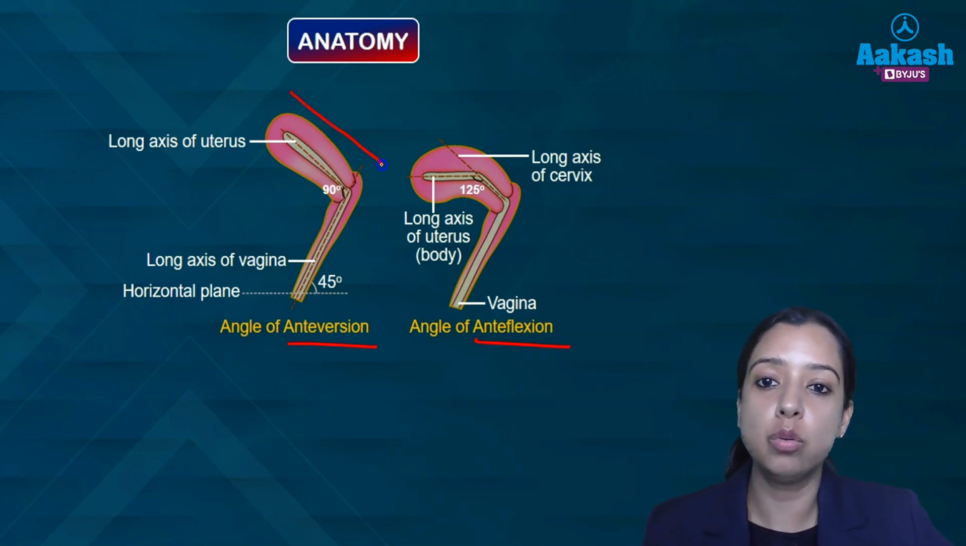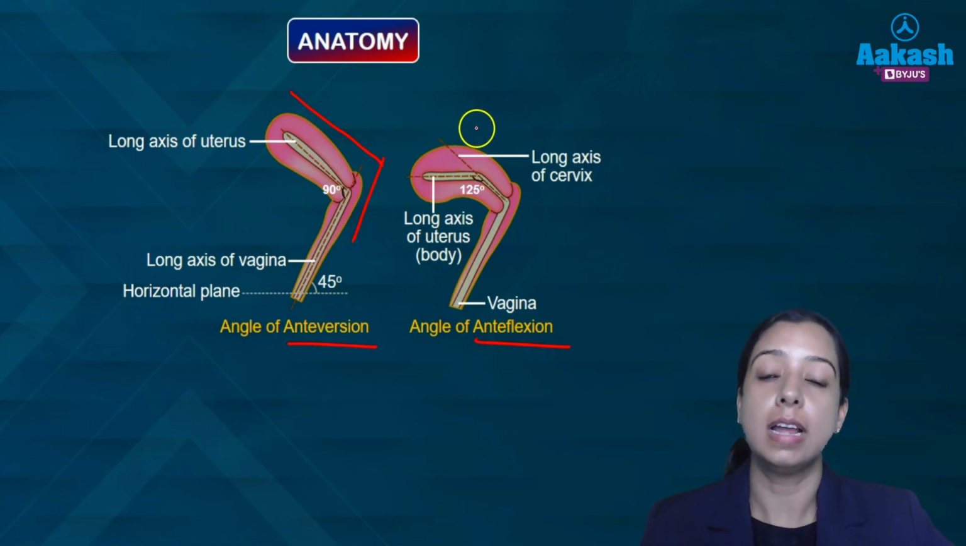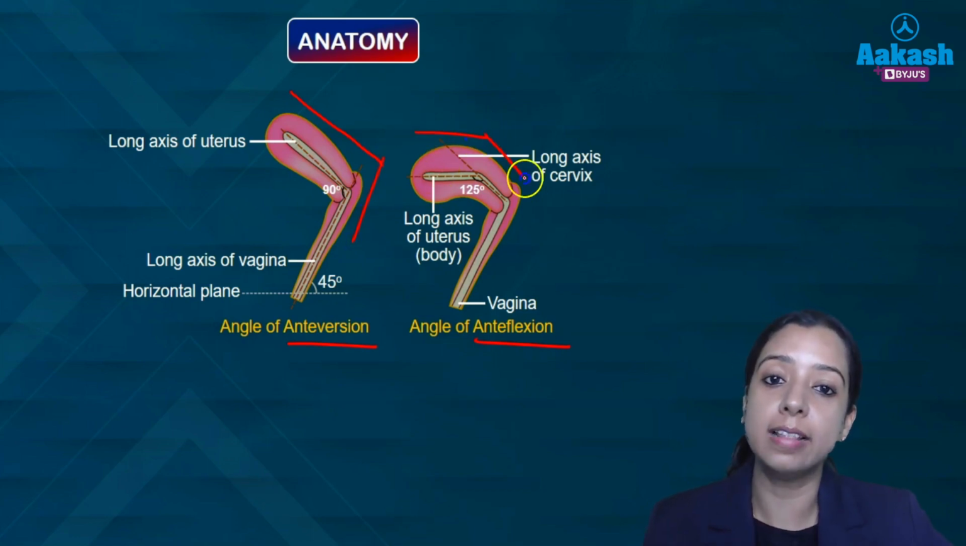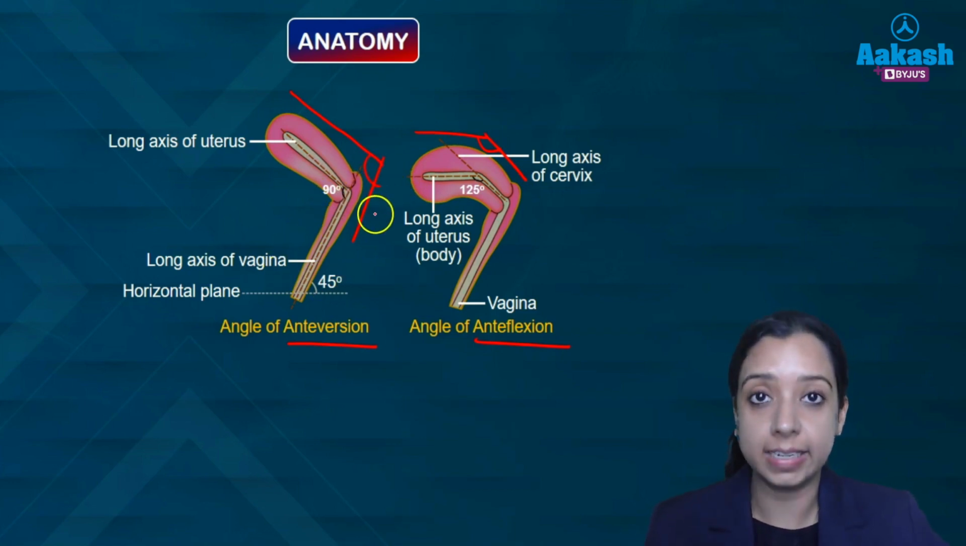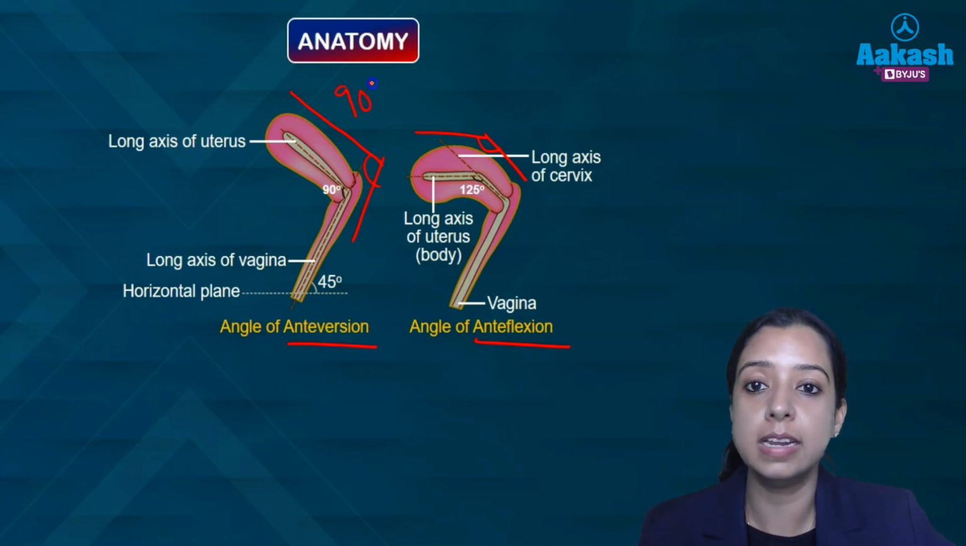So between the uterus and the vagina is version, whereas flexion is the angle between the uterine body and the cervix. It's an angle within the uterus, whereas version is an angle between the uterus and vagina. So version is an angle of 90 degrees. Normal angle was asked in NEET. So version has a normal angle of 90 degrees.